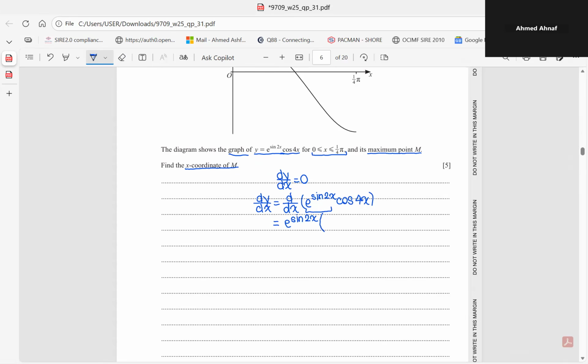To differentiate this, we know the derivative of cosine is negative sine, and we also have to use the chain rule, where we multiply by the derivative of the inner term. In this case, for 4x, the derivative is 4. So this would be 4 times negative sine 4x, so minus 4 sine 4x. And then we add it with keeping cosine 4x and differentiating e to the power of sine 2x.